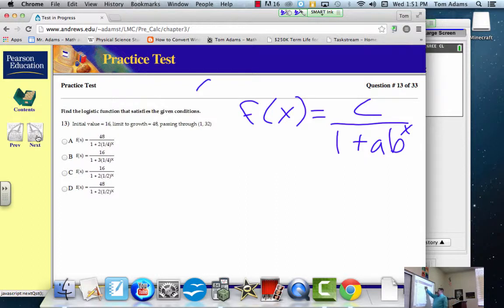This c is easy because c is always the limit to growth, right? C is always going to be our limit to growth. So in this case, it would be 48.